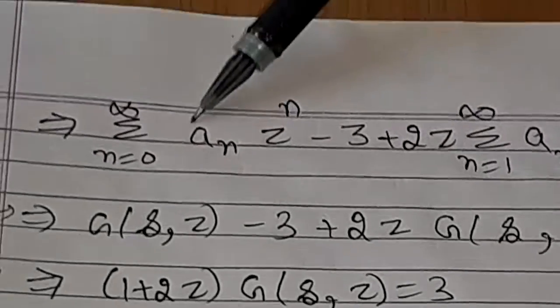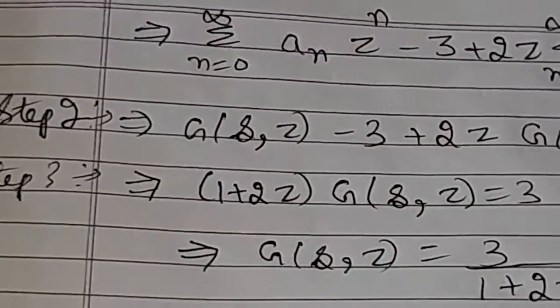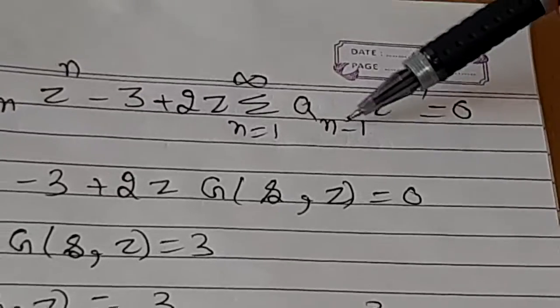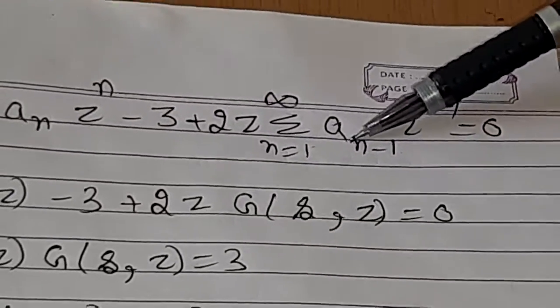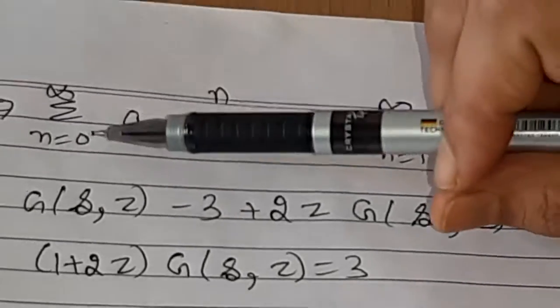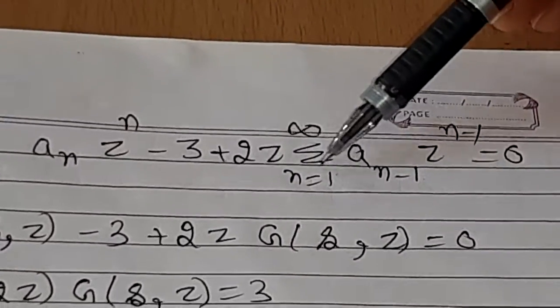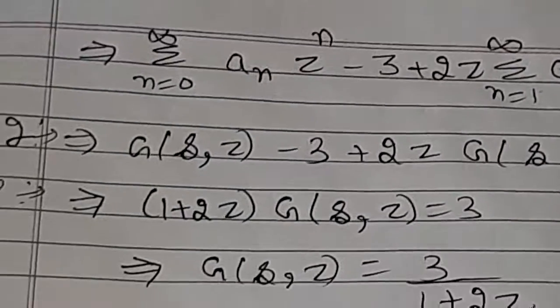Now this is the formula of G(z), and this is again the formula of G(z). One thing to be noted: if here we have n minus 1, then n varies from 1. If we have n minus r, then n varies from r. Here we have n minus 0, so n varies from 0. So n minus 1 with n varying from 1 to infinity is the formula for G(z).